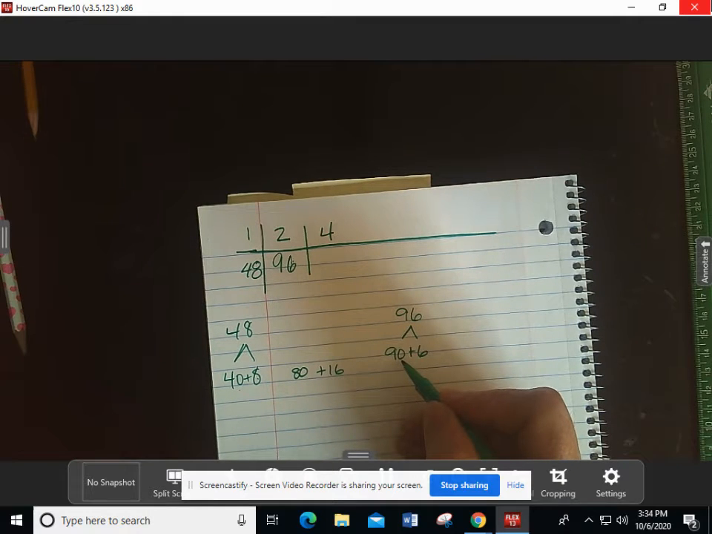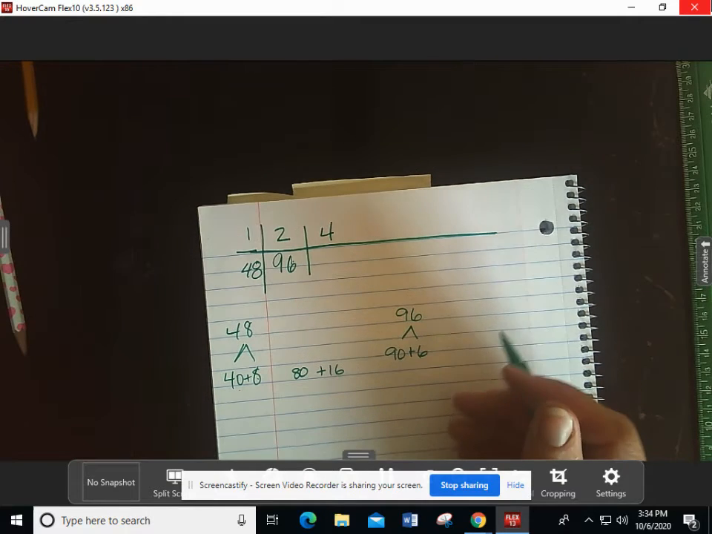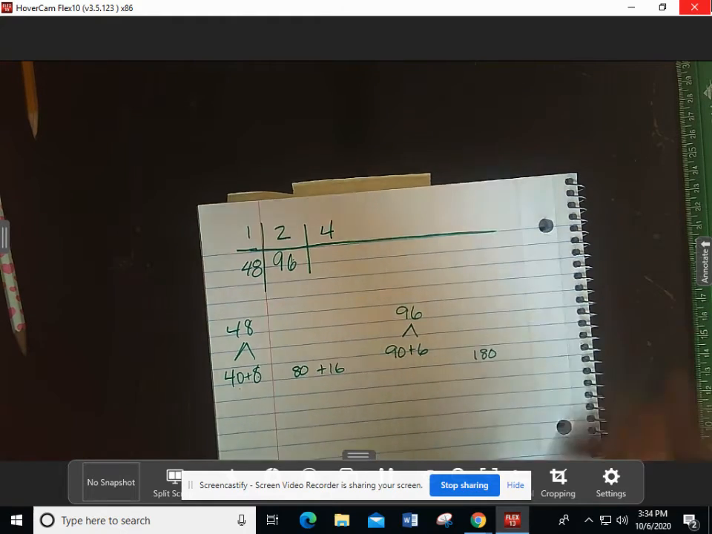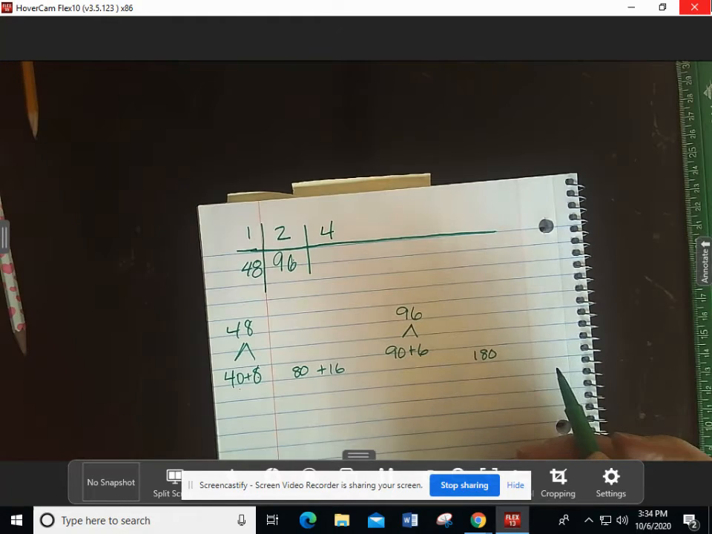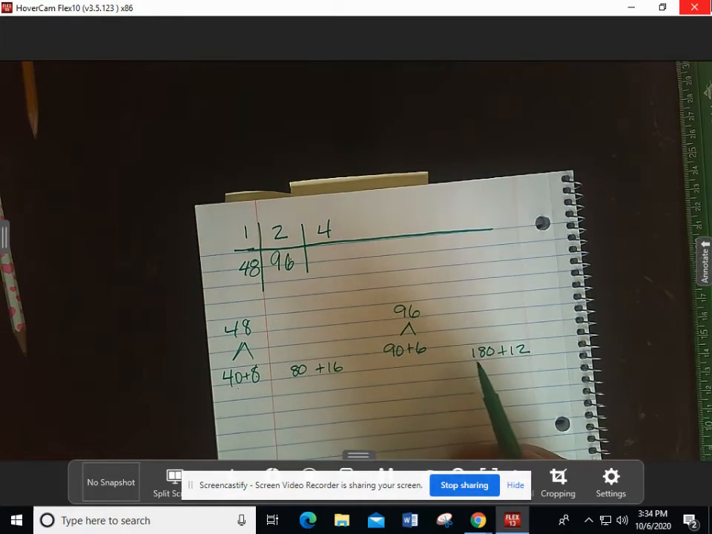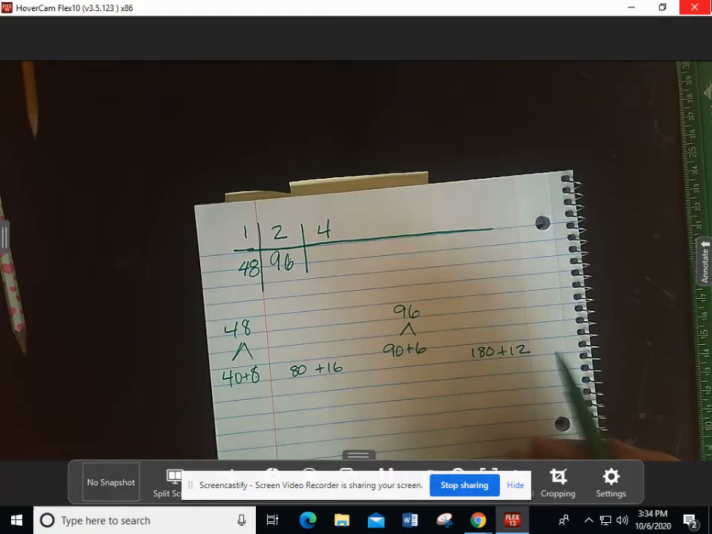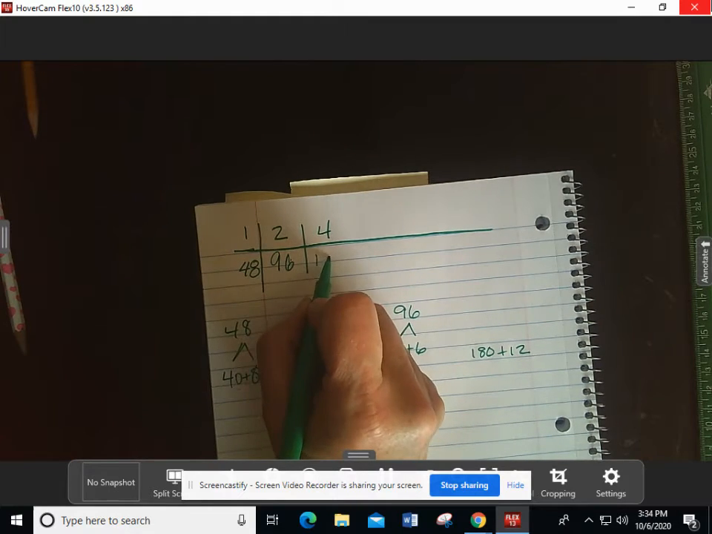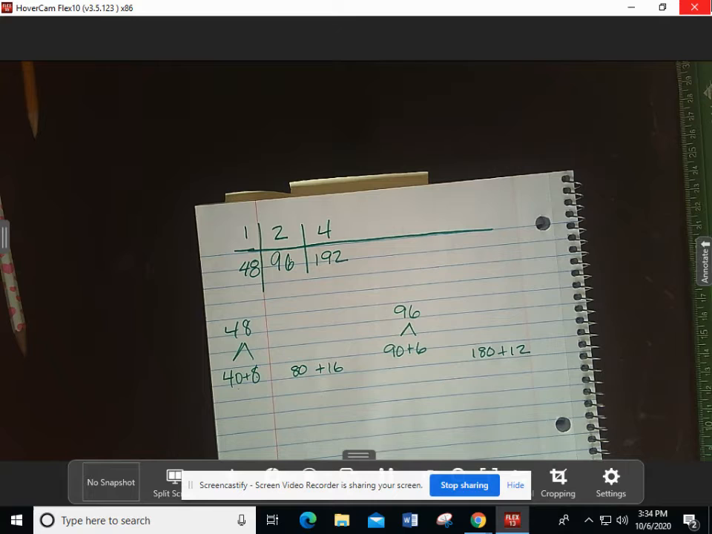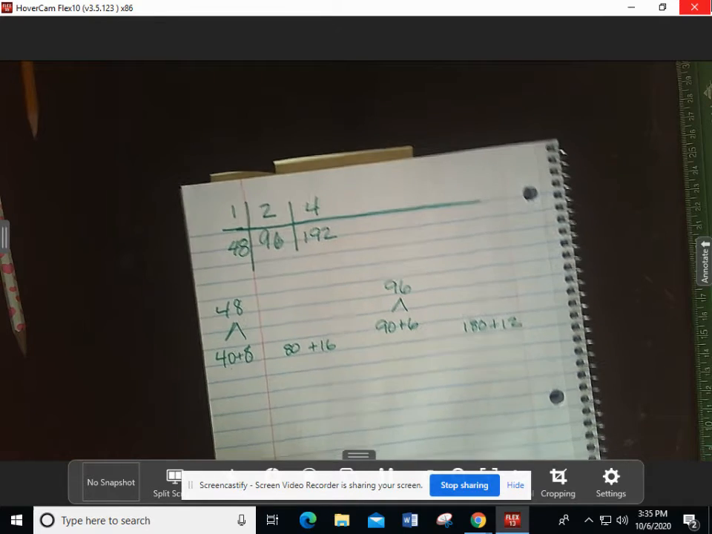That means I need 2 90s. So what's 90 plus 90? I'm going to write it over here. 90 plus 90 is 180. I need 2 6s. 6 plus 6 is 12. So 180 plus 12 gives us 192. That's how we could figure it out with our ratio table.